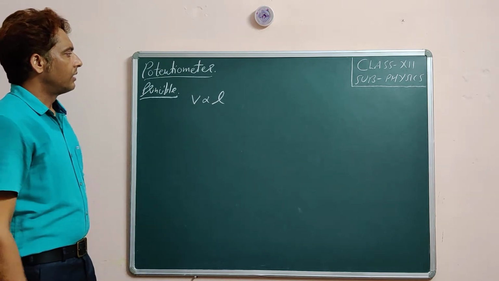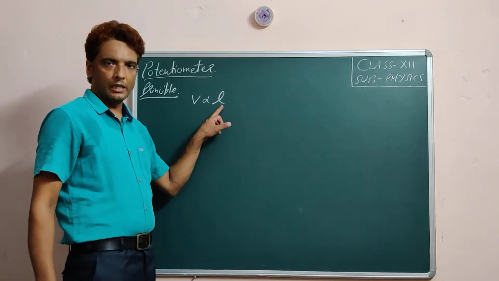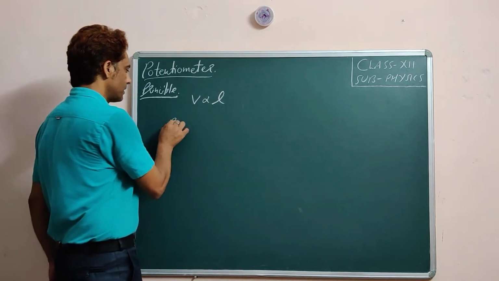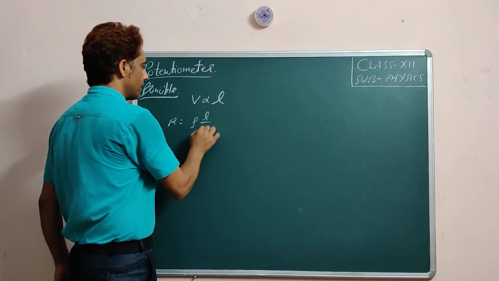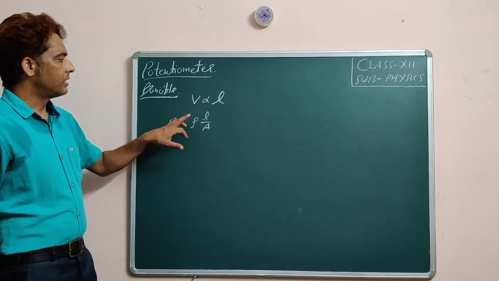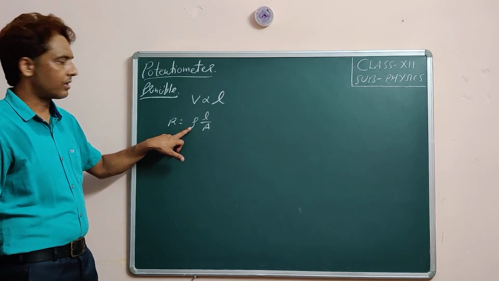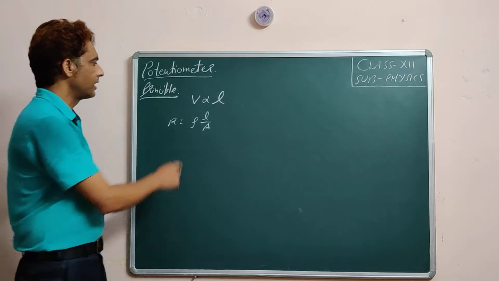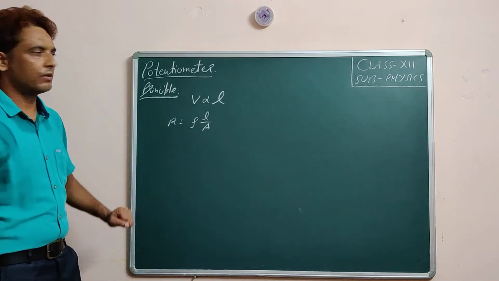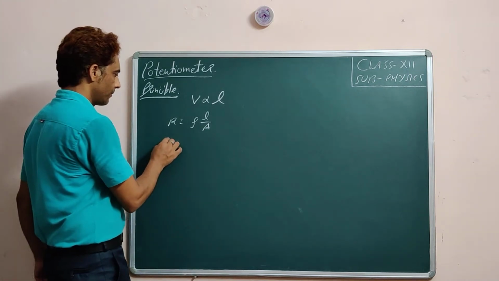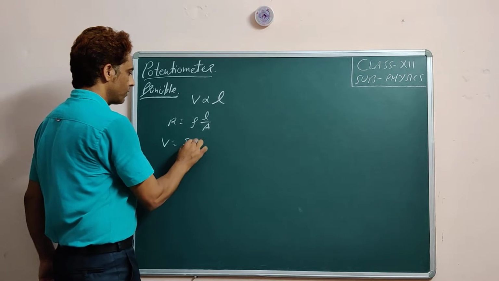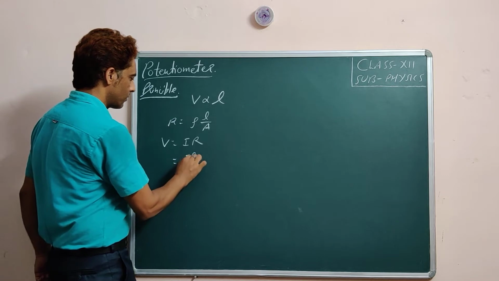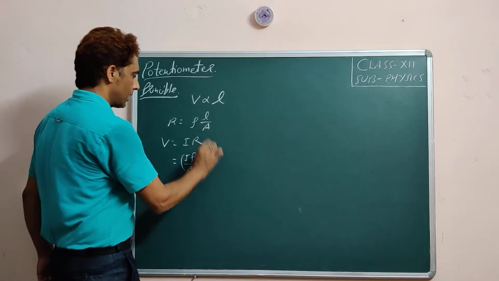potential difference. If we are having a wire of length L and A be the area of cross section of the wire, then we can write resistance of the wire is rho L by A, where rho is the resistivity of the material of the wire, which is constant for a given material at constant temperature. So if I be the current flowing through the wire, then by Ohm's law V is equal to I into R, or that is equal to I rho by A into L.